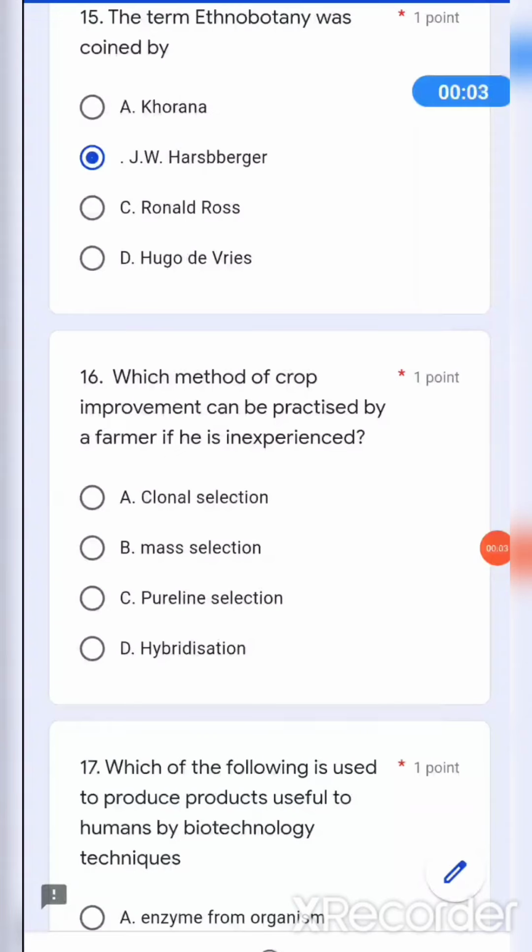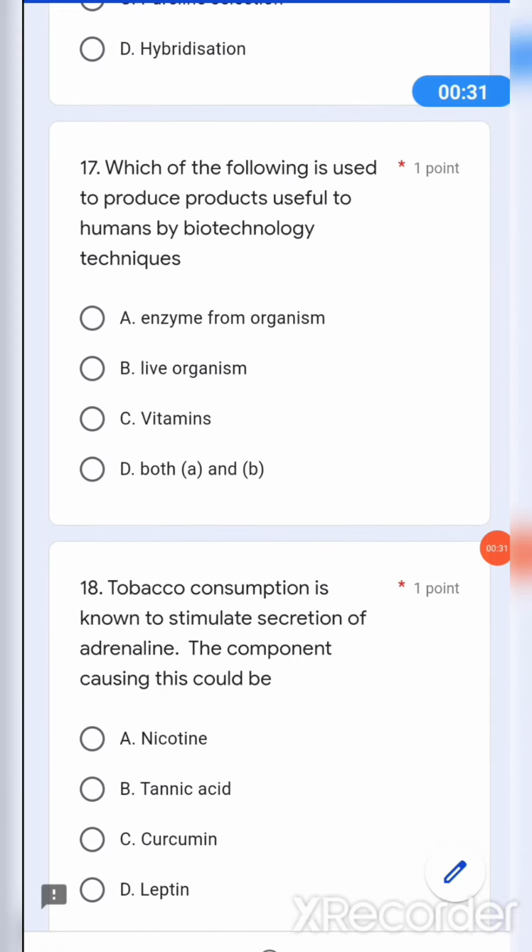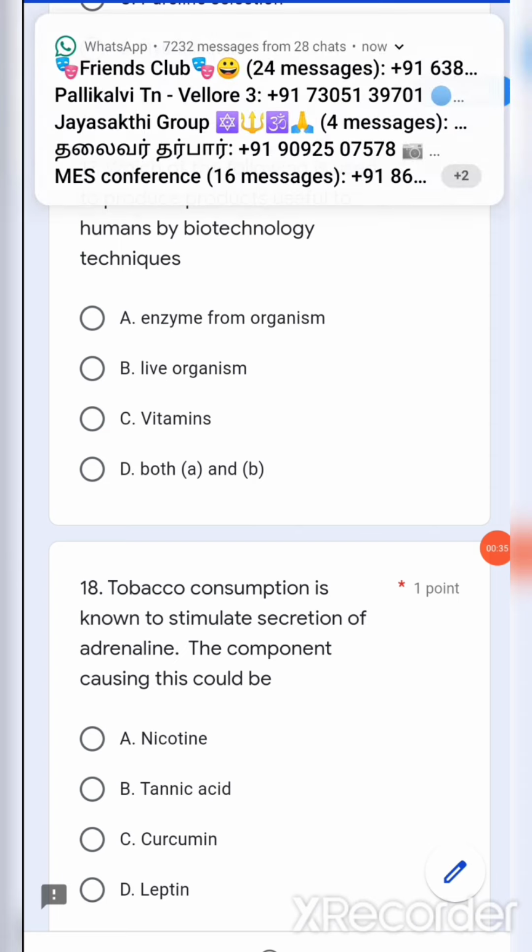Unit 20, Breeding and Biotechnology. 16. Which method of crop improvement can be practiced by a farmer if he is inexperienced? Mass selection.